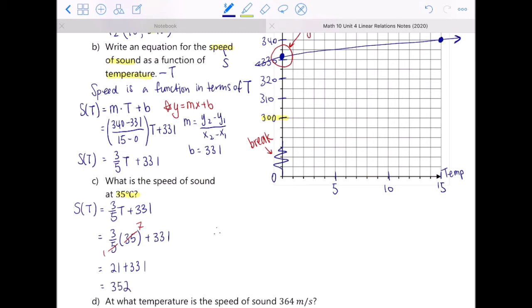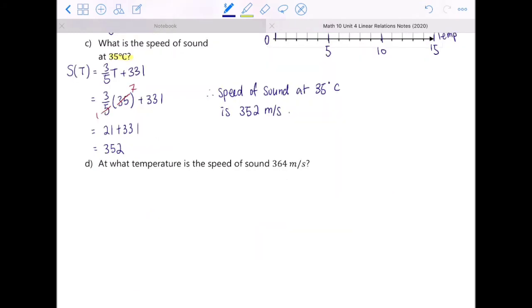So because it is a word problem, we want to answer using full sentences. So the speed of sound at 35 degrees Celsius is 352 meters per second. So do not forget the units.